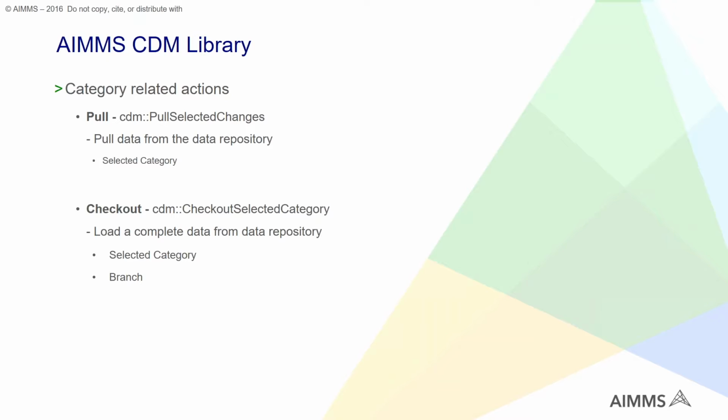The checkout statement allows us to load a complete data set, a data snapshot from the data repository. When we run that statement, we have to define which category we're running and which branch we want to pull from. As I mentioned earlier in the webinar, we are able to switch between branches based on which branch we have selected and which data category we're working on. We can pull a complete snapshot of the data.